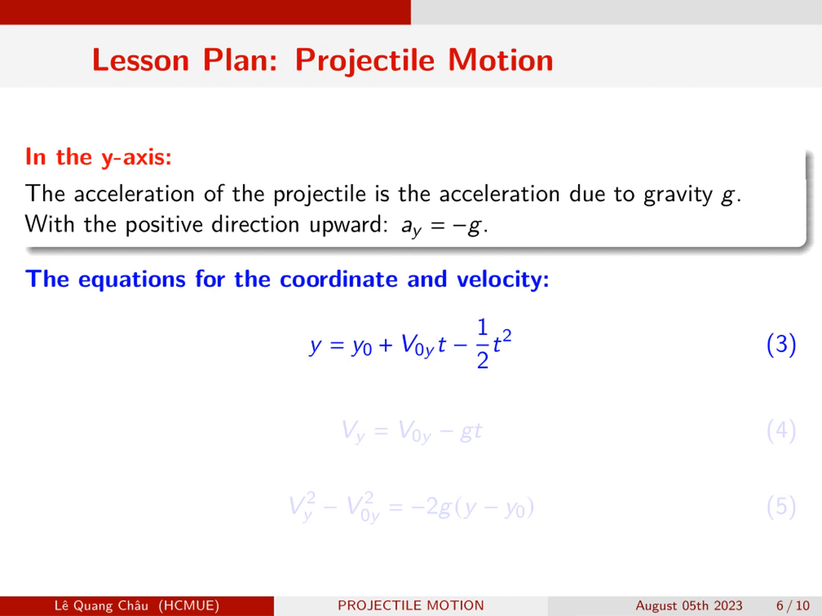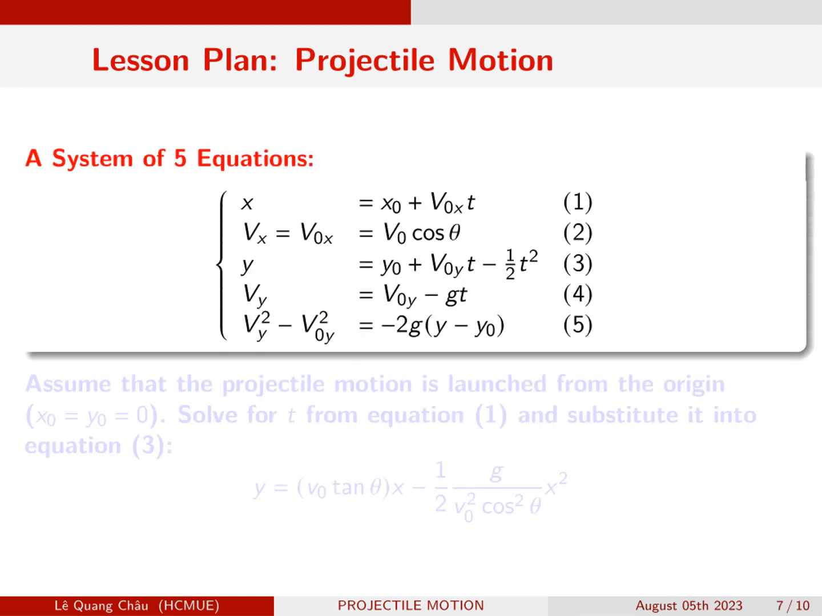The equations for the coordinate and velocity of the projectile motion in the y-axis are y equals y naught plus v naught y t minus 1/2 g t squared, v y equals v naught y minus g t, and v y squared minus v naught y squared equals minus 2g times y minus y naught. So we have a system of 5 equations.